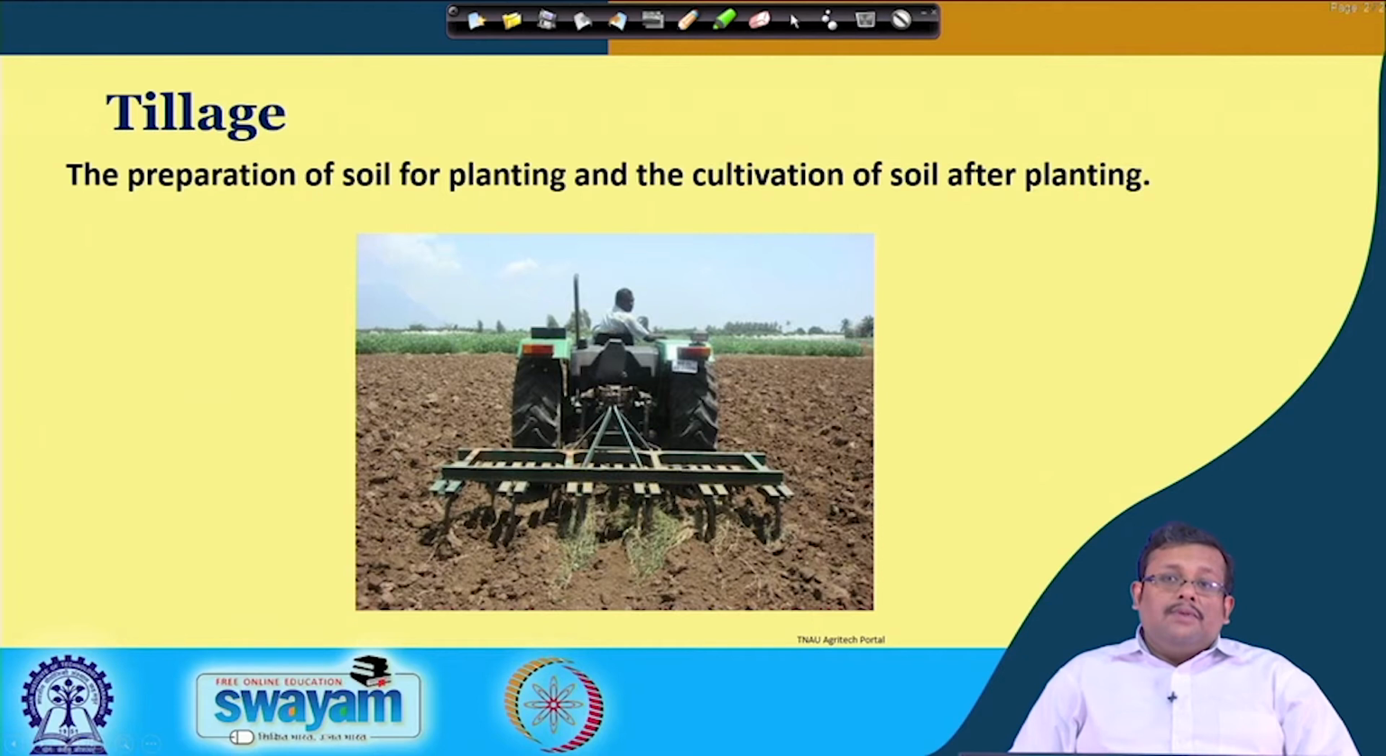What do we actually mean by tillage? The term tillage is basically the preparation of soil for planting and the cultivation of soil after the planting. You can see in this picture that this tractor is tilling the soil, and there are different types of tillages which we will learn in a couple of minutes. Tillage helps in providing a favorable soil physical condition for growth and germination of the plant.